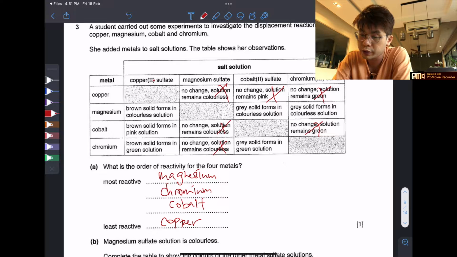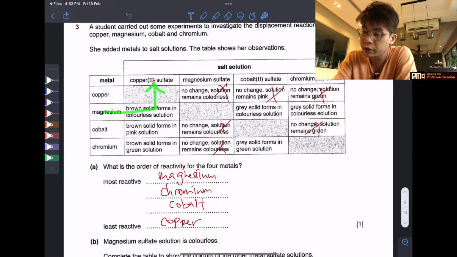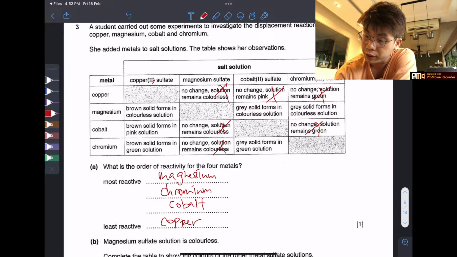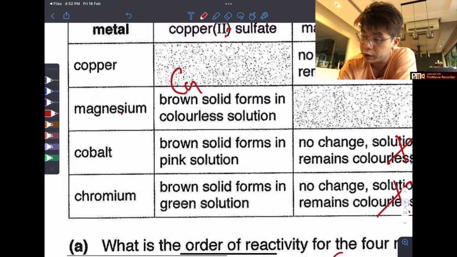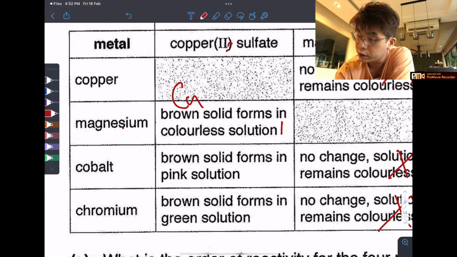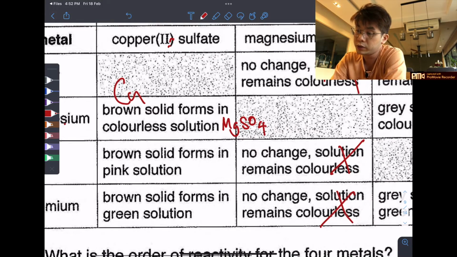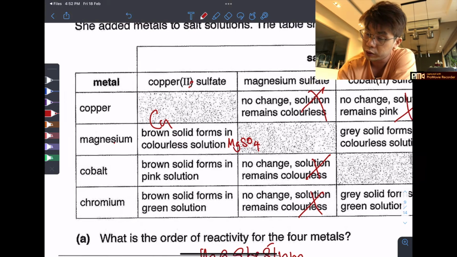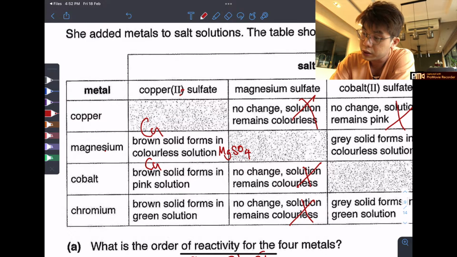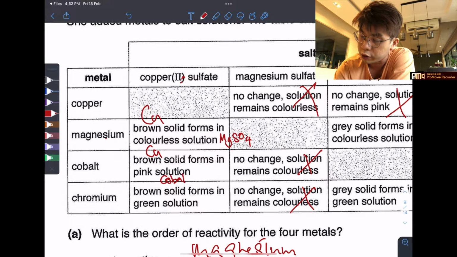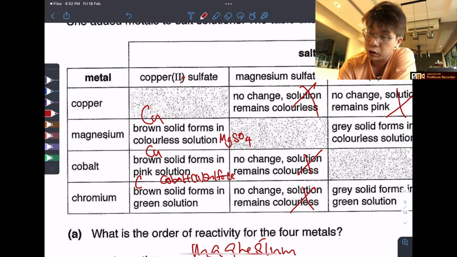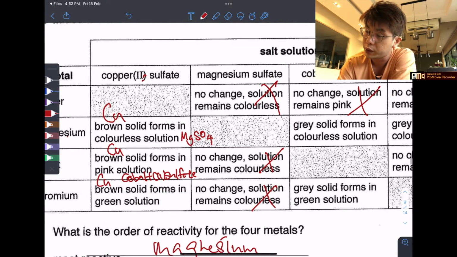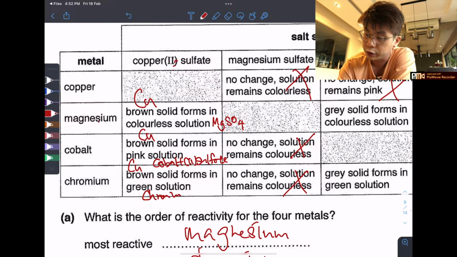If magnesium is placed in copper 2 sulfate, what is formed? It would be copper metal, which is the brown solid. Let me zoom in for you. It would be the brown solid, and this colorless solution is actually your magnesium sulfate. So magnesium sulfate is therefore colorless. Next one, when cobalt displaces copper, this brown solid again is copper, and the pink solution should be my cobalt 2 sulfate. And the last one, chromium, which also can displace copper. The brown solid is copper, and then the green solution would therefore be your chromium 3 sulfate.